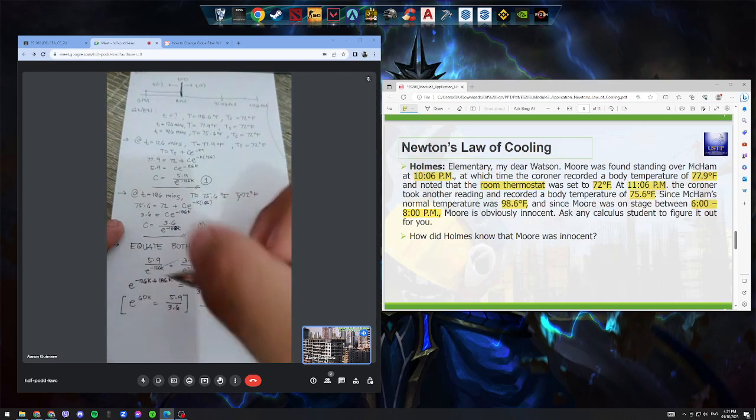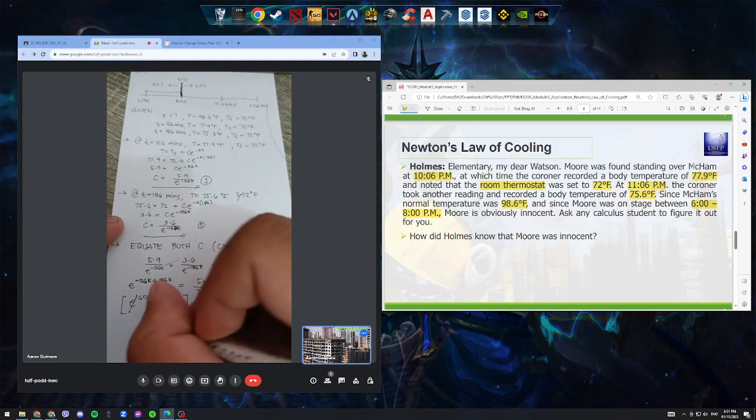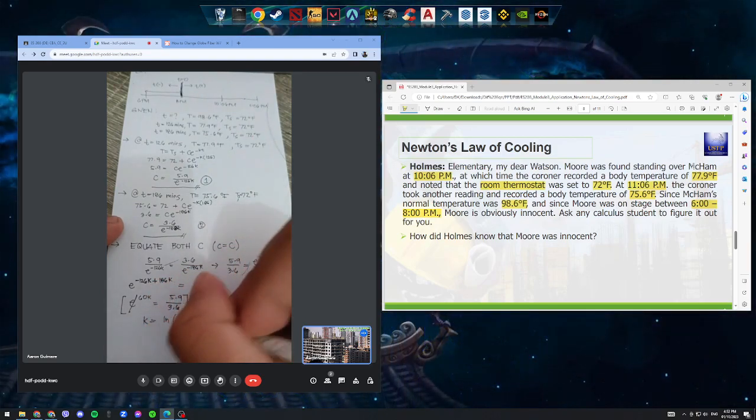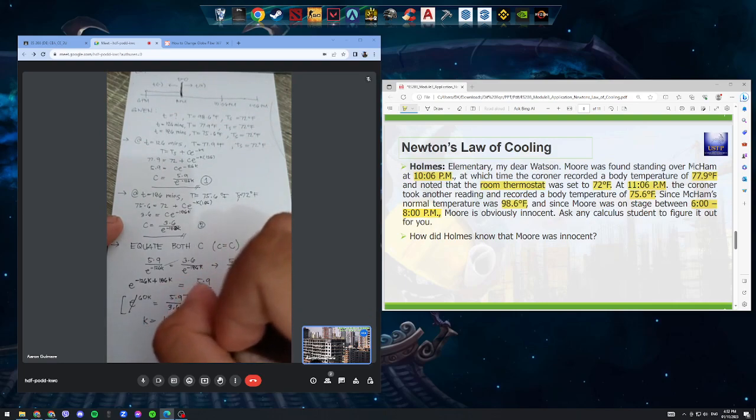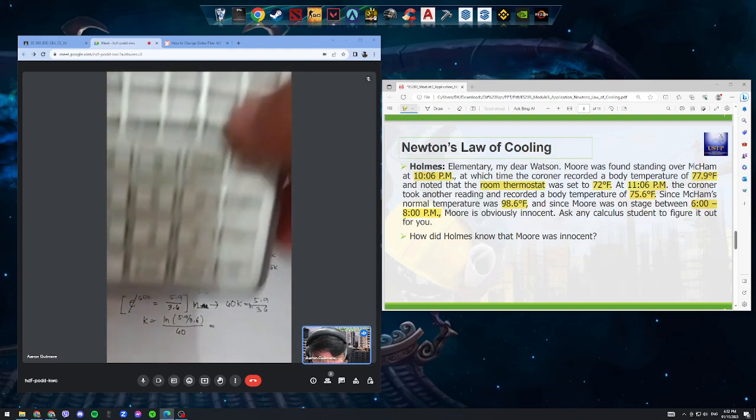We now multiply the whole equation by ln, so the exponential constant cancels. Just by rewriting this, we get ln of 5.9 over 3.6 over 60. We can now get the value of k. Let me solve it, let's try.